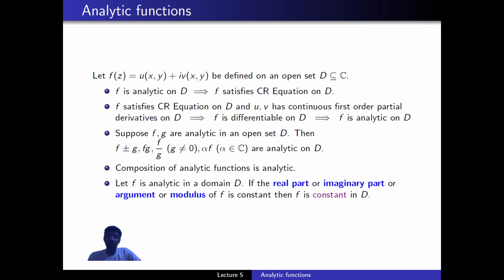Suppose f and g are analytic in an open set D, then clearly f plus minus g, f into g are analytic. Also, f by g is analytic if g is not equal to 0 on D. Similarly, any constant multiple of these analytic functions is analytic. So, for example, alpha into f is analytic. Composition of two analytic functions is analytic. Let f be analytic in a domain D. If the real part or imaginary part or argument or modulus of f is constant, then clearly f is constant because of the CR equation.